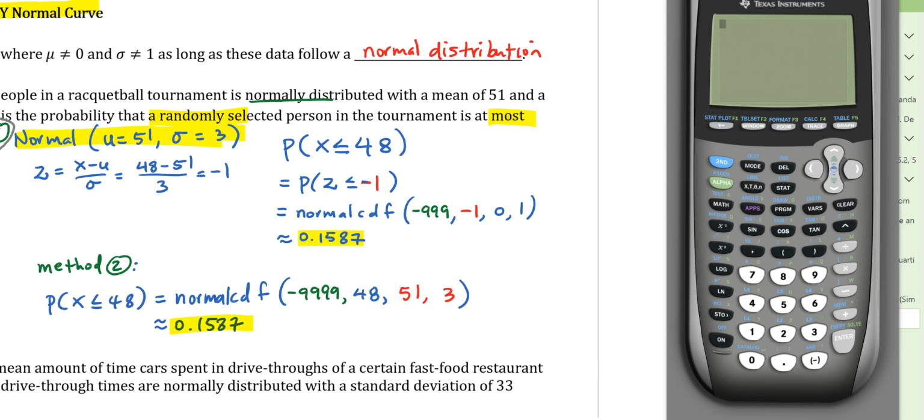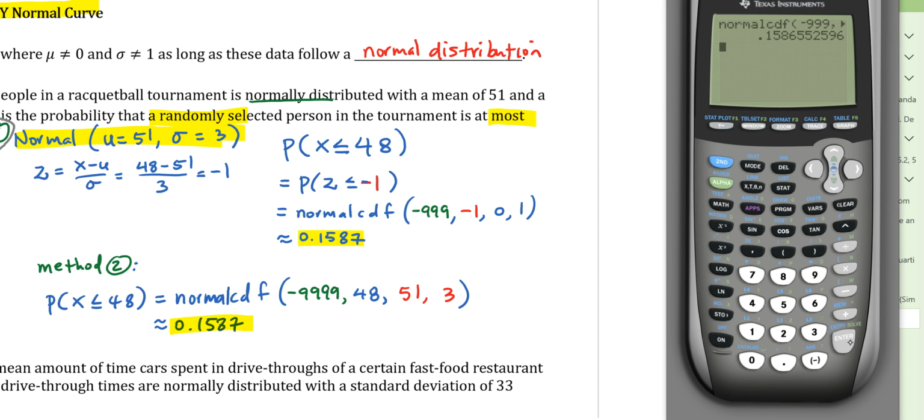On your calculator, let's do the first one where I convert to z. So second vars, normal CDF, which is number 2. And my lower bound was negative 99999. I can put more digits if I want. Again, it doesn't have to stop. Because I'm entering it in a calculator, it doesn't change my answer. My upper bound is negative 1. Mean is 0. Standard deviation is 1. I could just do that. Notice that my answer is 0.1587 approximately.